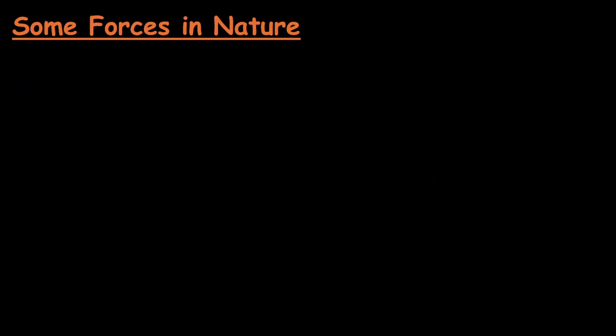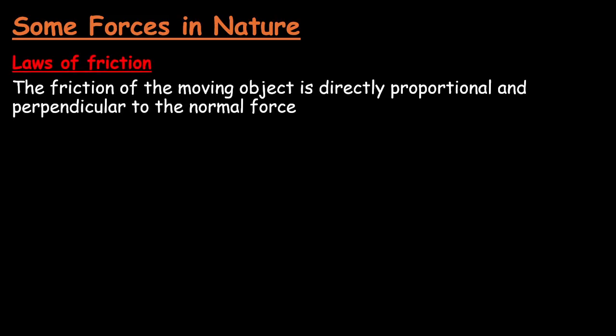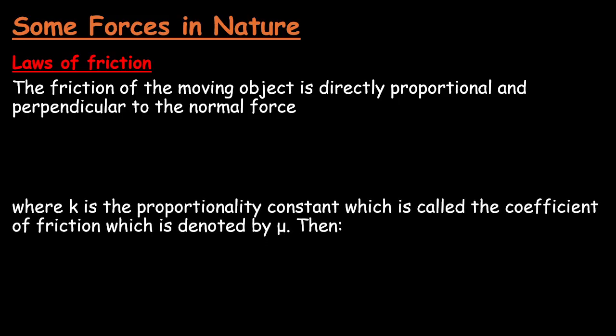Okay. Now, even before we talk more about the types of friction, we are going to talk about some laws that govern friction. And the first law is the friction of the moving object is in direct proportion and perpendicular to the normal force. So this is our first law. What this means is friction is proportional to normal force.